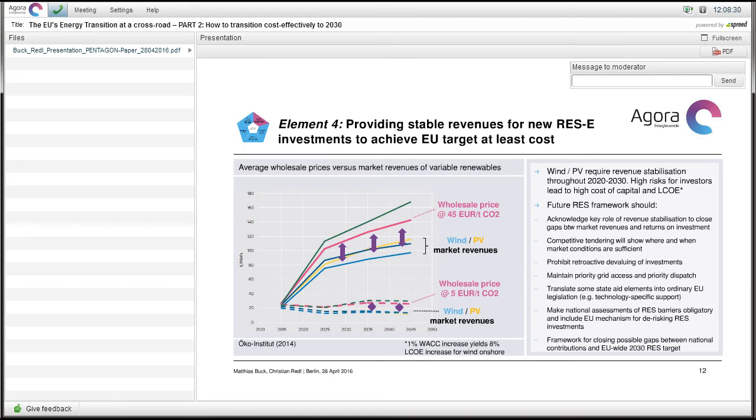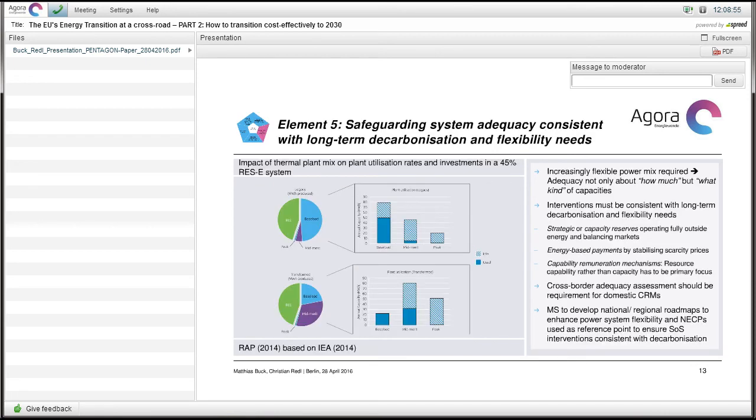And finally, since the 2030 renewables target is binding on a European level, but not on a member state level, of course the framework should consider how possible gaps between these national contributions and the EU-wide binding targets may be met and can be met. And finally, the last element: security or system adequacy safeguards.